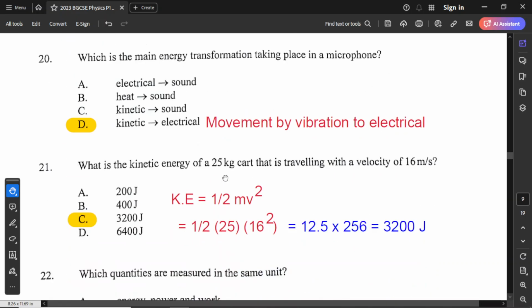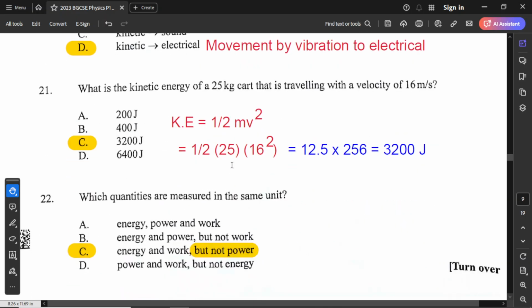All right, number 21. What is the kinetic energy of a 25 kg cart that is traveling with a velocity of 16 meters per second? As we know, kinetic energy is equal to half mass multiplied by velocity squared. Therefore, we have half of 25, which is the mass, multiplied by 16 squared, which is the velocity. So we have 12.5 multiplied by 256, and that equals 3,200 joules. Therefore, C is the correct answer.